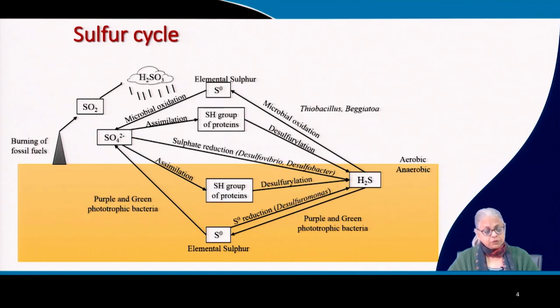That was sulfate reduction. Here we have elemental sulfur being converted to hydrogen sulfide by Desulfuromonas and many other hyperthermophilic archaeobacteria. Sulfur disproportionation: thiosulfate can be converted to two forms, sulfate and sulfide.